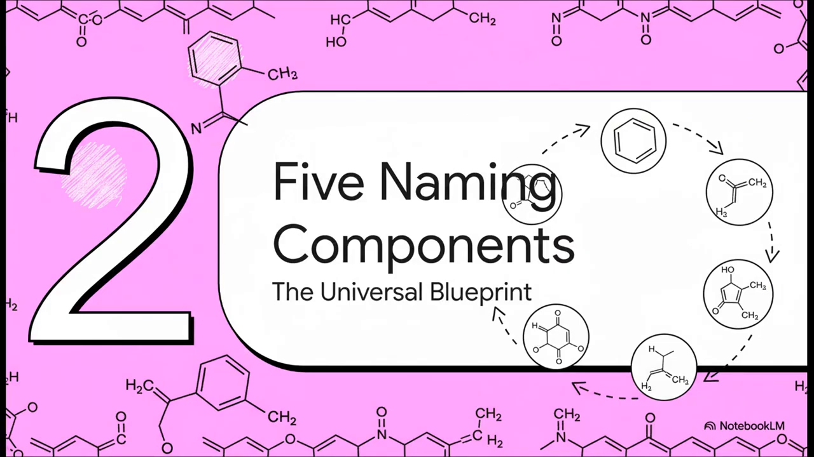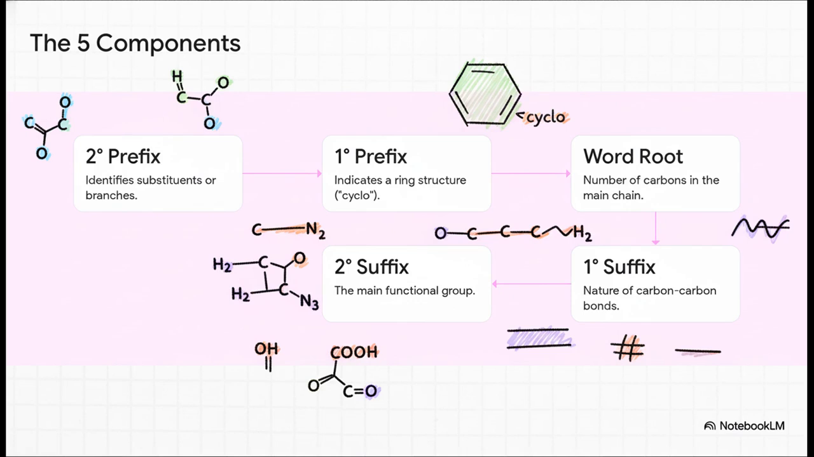So taking that name apart shows us a pattern. And what's cool is that every single chemical name in this system is built from the exact same 5 components. It's like a universal blueprint. Let's check it out. And here they are. It's actually a lot like reading a sentence from left to right. We start with prefixes, which tell us about any branches or if it's a ring. Then comes the word root. This is the heart of the name, telling us how long the main carbon chain is. And finally, the suffixes at the end describe the bonds and the most important group on the molecule. Every single name follows this order.